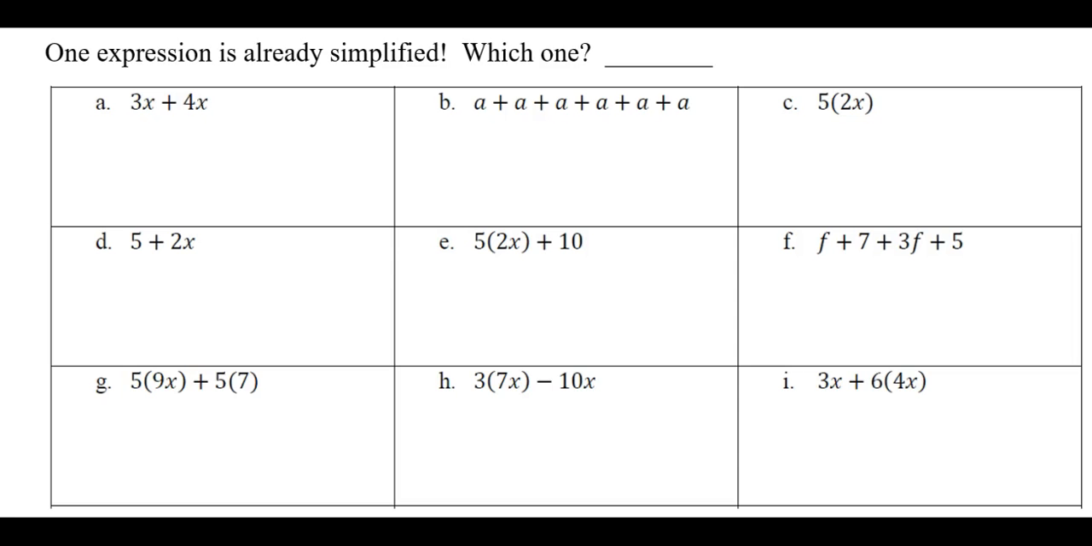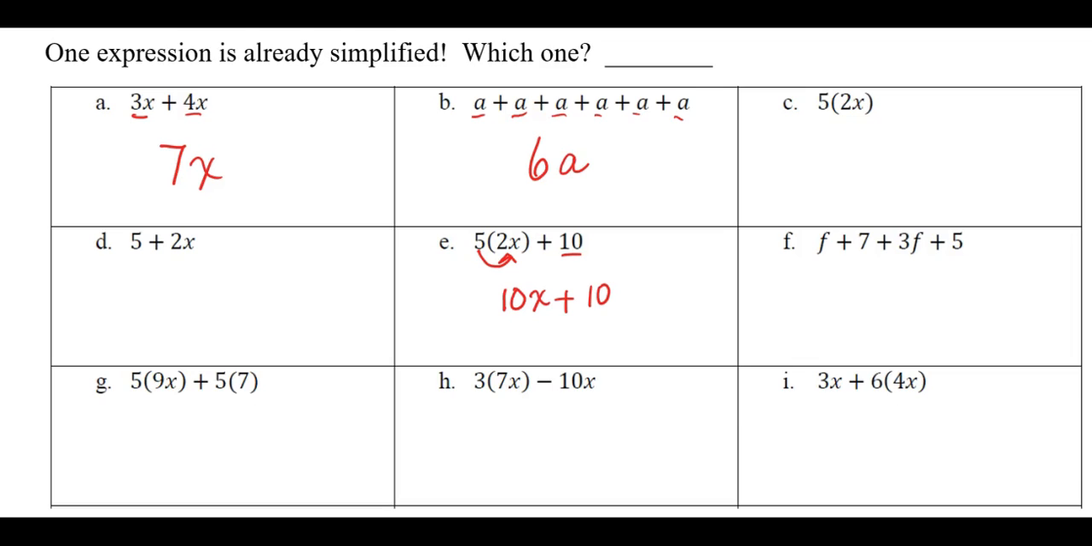In the last section, we'll just simplify these expressions. I'll just do a couple here. Well, if I start with 3x plus 4x, we'll have 3 of some unknown number. To that, I'll add 4 of that number, and I'll get a total of 7x. In problem B, I have 1, 2, 3, 4, 5, 6 copies of some unknown number that we're calling A. So that would be 6A. Let me drop down to problem E. Here I have 5 copies of 2x, so that would be 10x. And to that, I just will add that 10.